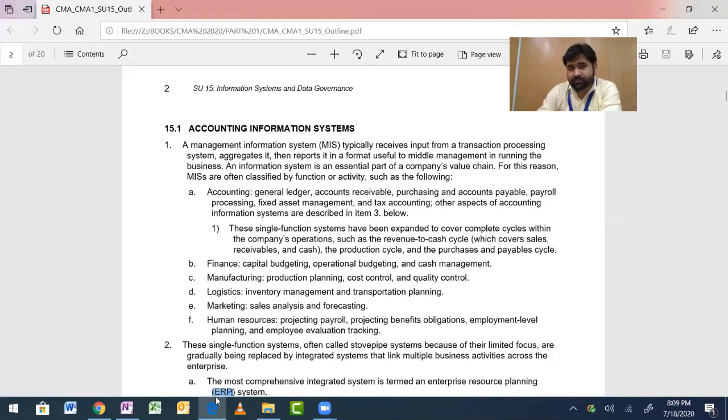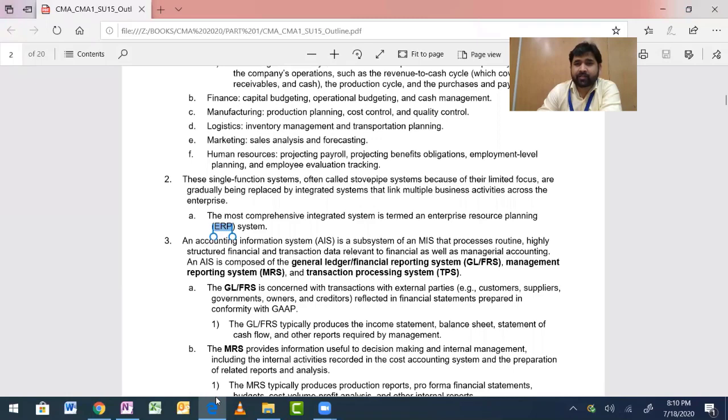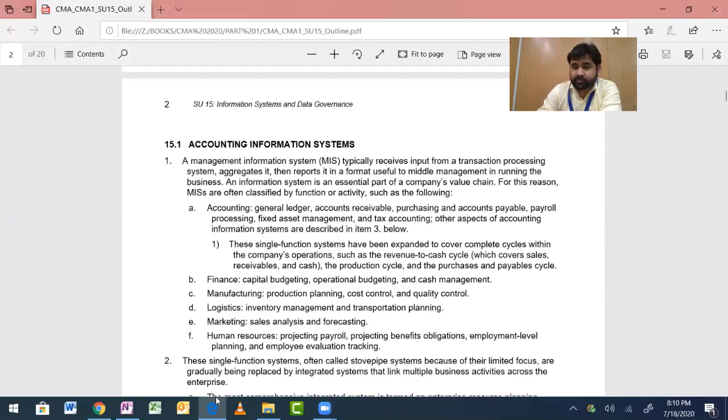Now, accounting information systems, the information systems which are based on accounting and provide information. The first one is the management information system. What does this do? It typically receives input from a transaction processing system, TPS. Whatever transactions are being done or reported and put into the system, this MIS will get its data from there, and then aggregate it.